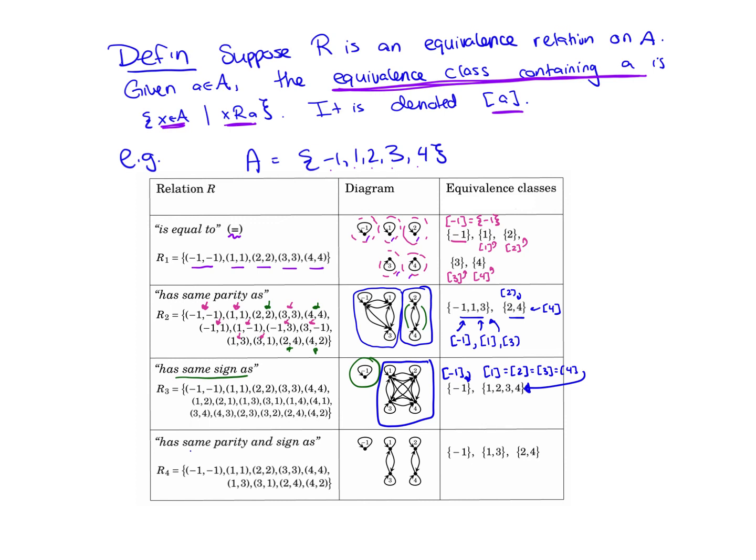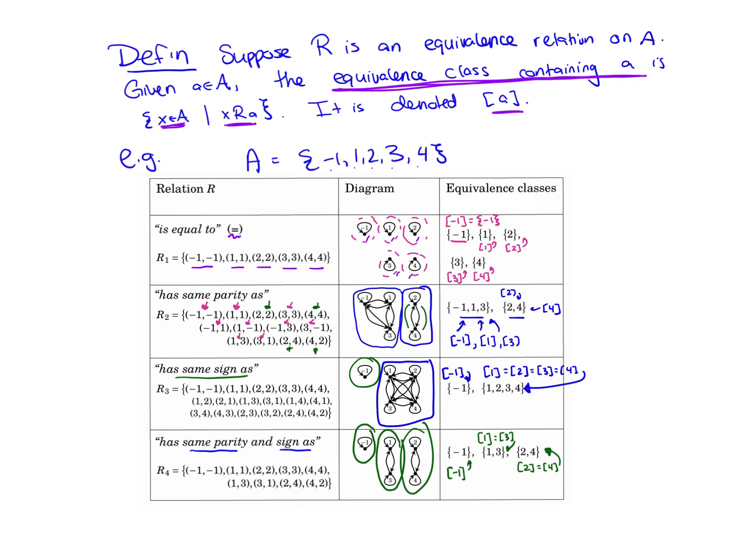If I look at the relation "has the same parity and same sign as," that's just a restriction of our same parity one. So I'm going to look at my same parity relation, but get rid of any of the things that don't have the same sign. So then -1 only has the same parity and same sign as itself. 1 and 3 are both odd and both positive, so they're in an island. And 2 and 4 are as well. So I get my equivalence class of -1. My equivalence class of 1 is equal to the equivalence class of 3, which is equal to {1, 3}, and the equivalence class of 2 is equal to the equivalence class of 4, which is equal to {2, 4}.